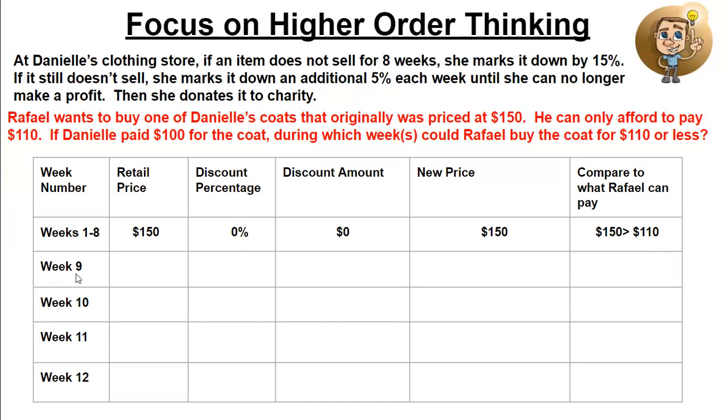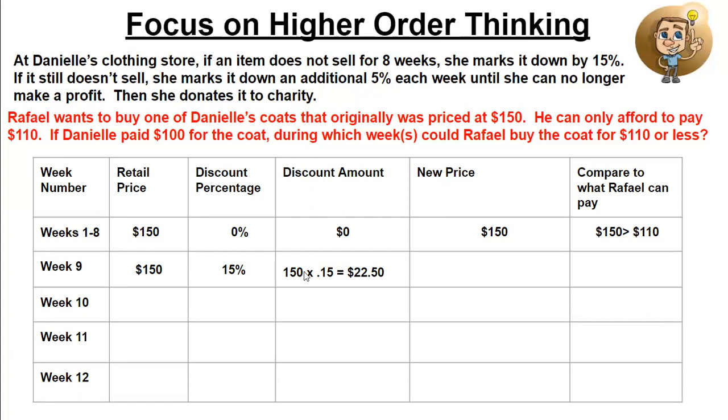But week 9 now, that's going to start where Danielle's going to reduce it 15%. So what's the retail price? It starts at $150. She's going to discount it 15%. So then you would go 0.15 times 150. That'll show us how much she's going to discount it. She's going to discount it $22.50. If you want to use the shortcut method, you would just do 100 minus 15, and that would be 85%, and you would do 150 times 0.85, and you would get the new price right away. But I'm doing the extra step not to confuse you.